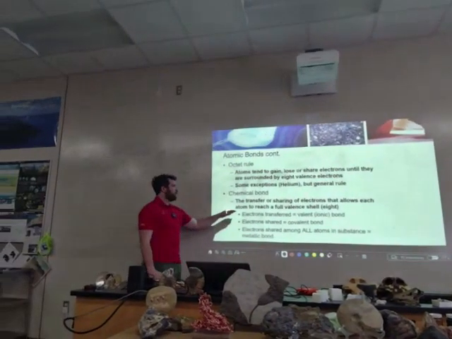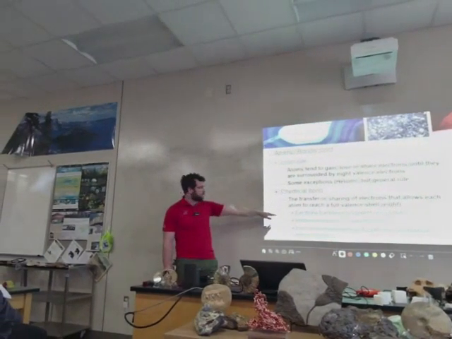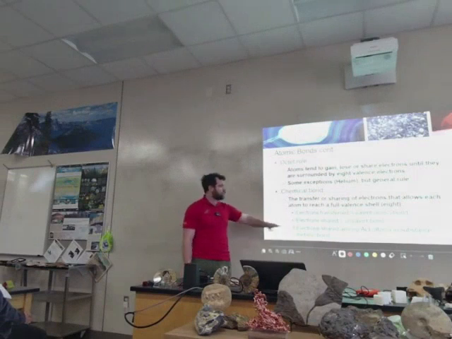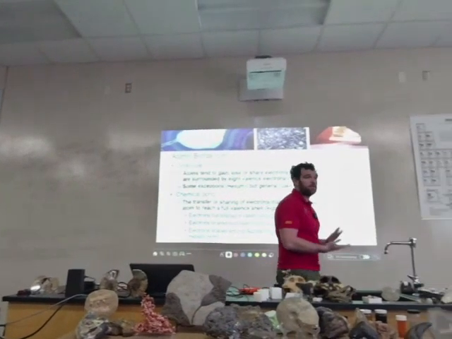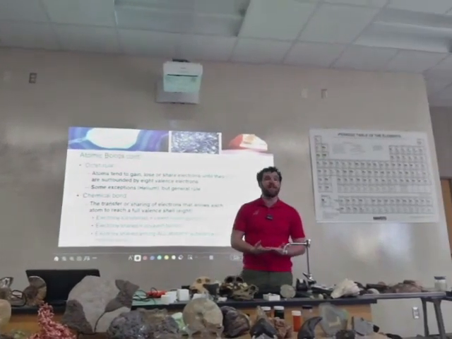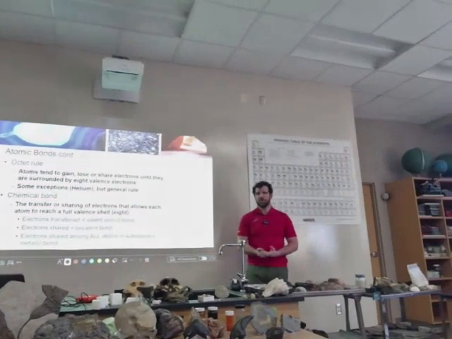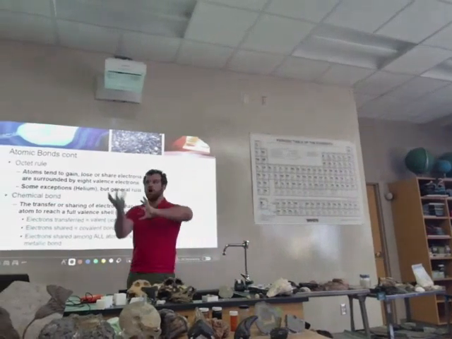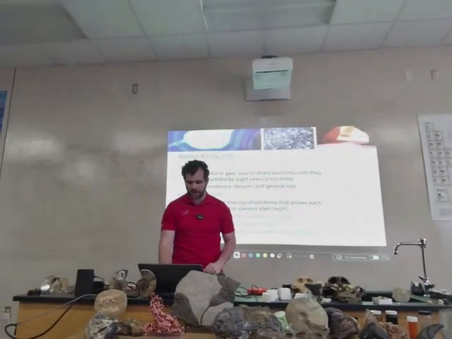When an electron is transferred, we call that an ionic bond. When electrons are shared, it's a covalent bond. And when electrons are shared among all the atoms in a substance, usually requiring it to be the same element, that's a metallic bond. Think gold. If I have a mass of gold, it's nothing but gold. All the electrons are being shared between all those atoms of gold. We'll talk more about that in a second.